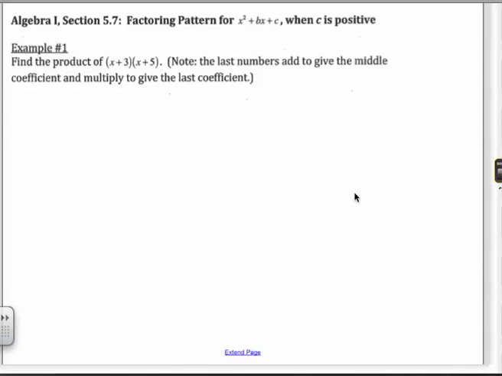Okay, guys, let's look at this new stuff. It says factoring a pattern for x squared plus something x plus something. The key to this thing is that there's no number in front of the x squared. So what is the coefficient of x squared in this type of thing, Eric? 1. Okay, good.